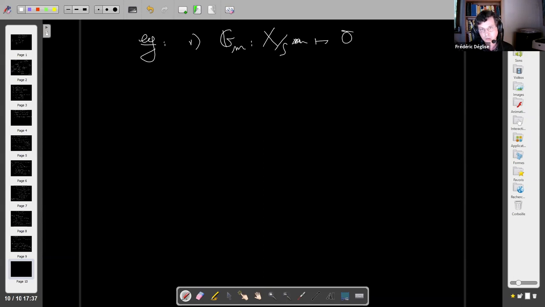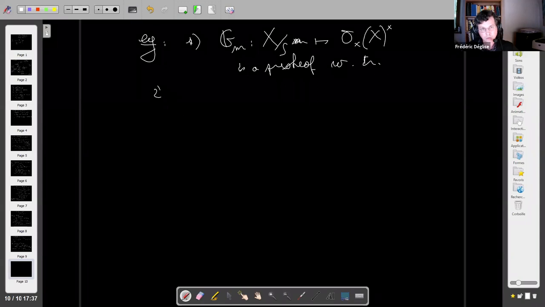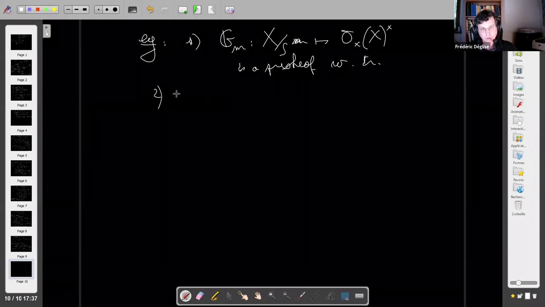to X over S smooth, it associates just the set of invertible global functions on X. Then G_m is a presheaf with transfers. So I leave that for maybe exercises, or I gave references in my notes. Second example, which is even more interesting. So I've restricted to a field here.